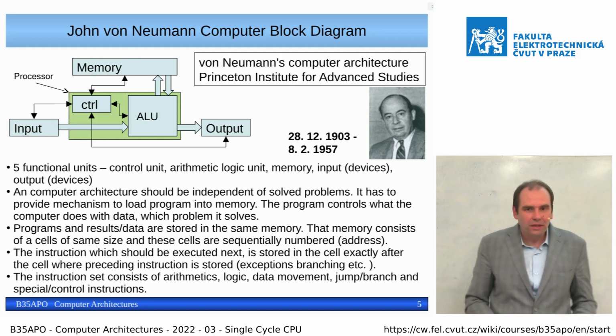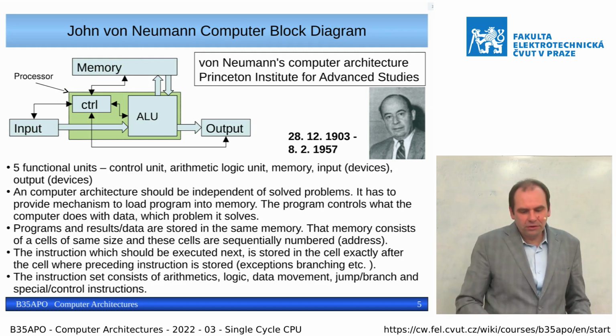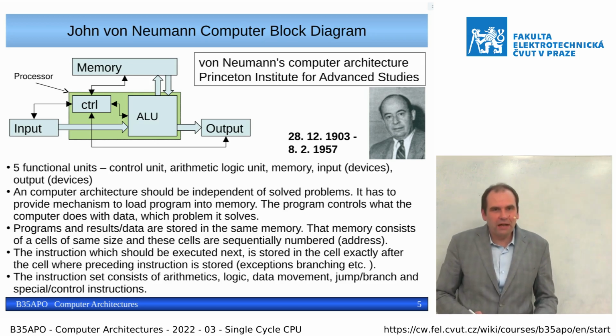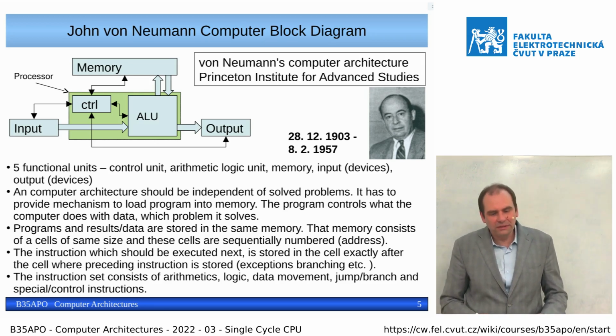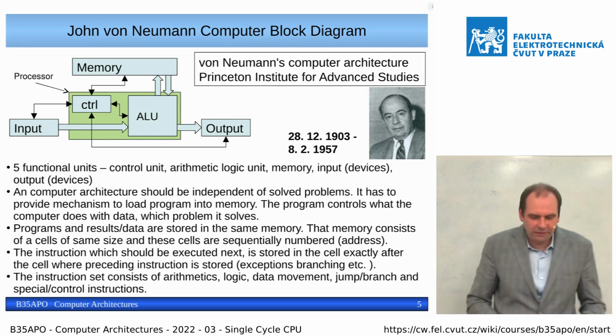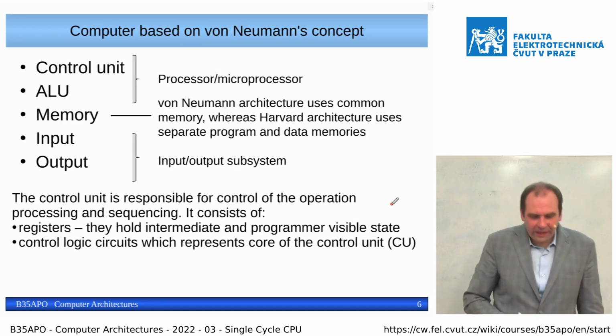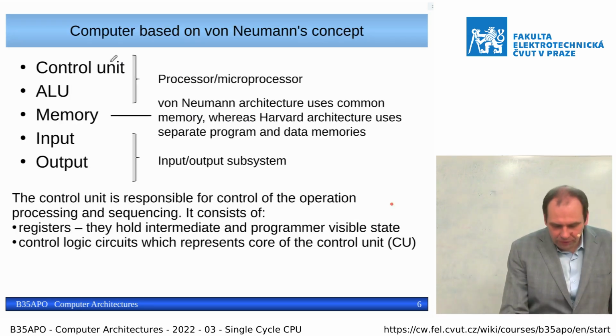So that is the von Neumann architecture. Basically, today all usual processors work with this architecture. For signal processing, there are special CPUs which have Harvard architecture, but usually we have this one. Okay, so we have those 5 units.